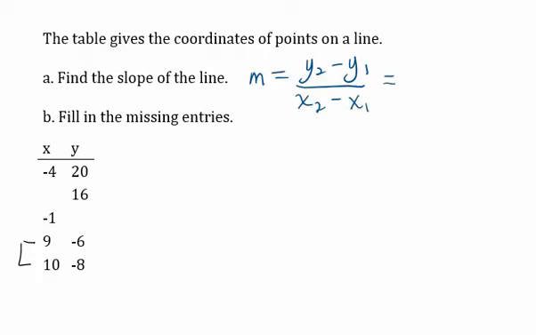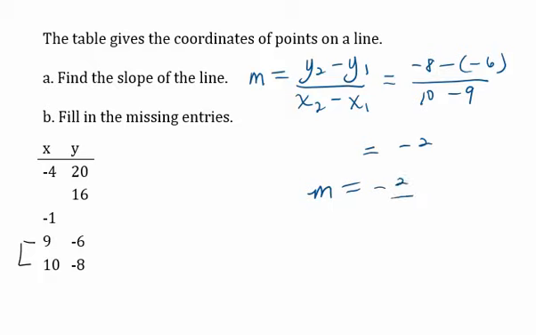So in this case, I'll call negative 8 y2, so negative 8 minus negative 6 over 10 minus 9, which is negative 2 over 1, or just negative 2. So what this slope tells us is, as x increases by 1, y decreases by 2. So we'll go over a couple of options for filling in the table.